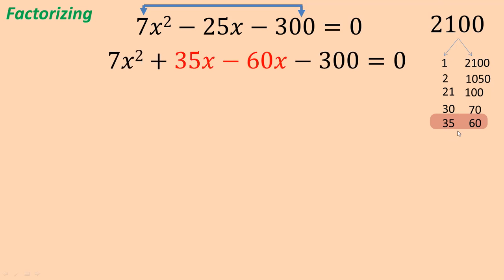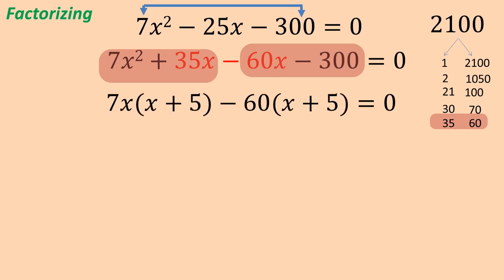So here 7x squared plus 35x minus 60x minus 300 is equal to 0. The next step, we are going to make it pairs. So we got a pair of 7x squared plus 35x, and minus 60x minus 300 is equal to 0. From each pair, we will take the common factor. What is the common factor from the first pair? That is 7x. So if you take 7x common, 7x into x plus 5. 35x divided by 7x, so the answer will be 5 here.